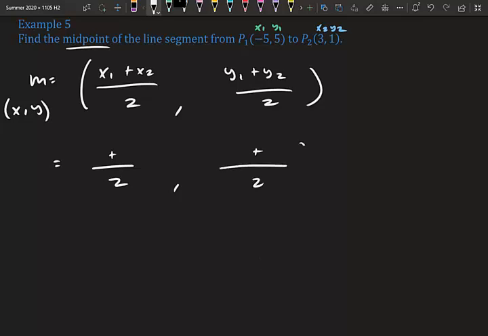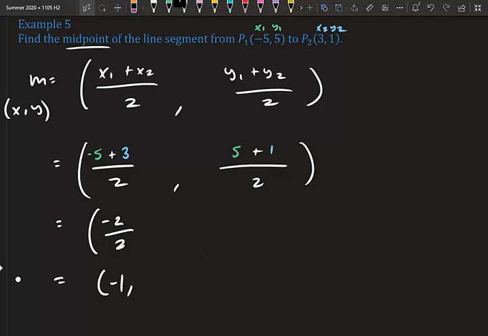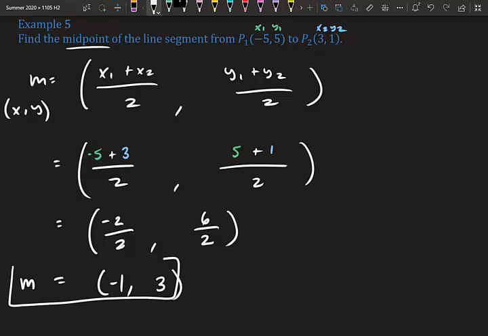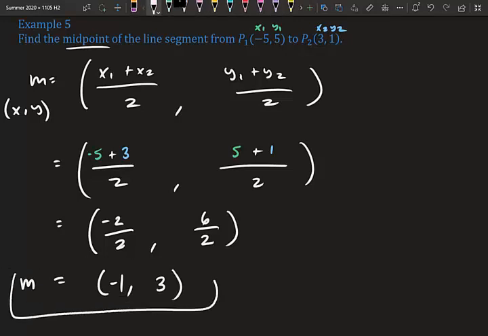I always like to do the shell and then plug in stuff. So we have x1, which is -5, plus x2, which is 3. And then we have y1, which is 5, plus y2, which is 1. And from here, we're going to simplify each piece. So -5 plus 3 is -2. -2 divided by 2 is -1. Then we do 5 plus 1 is 6. 6 divided by 2 is 3. So that's our midpoint. So smack dab in the middle of those 2 points, we have -1, 3.